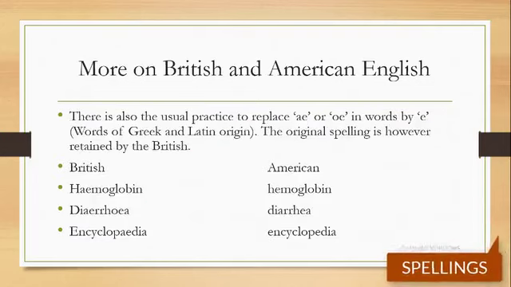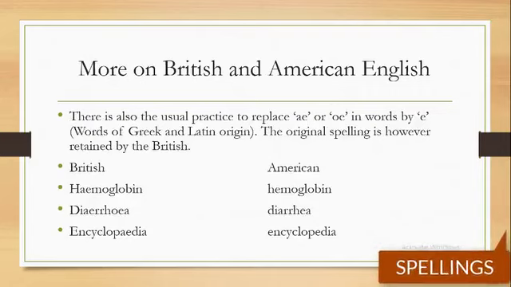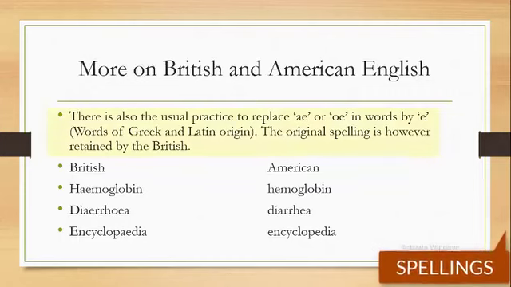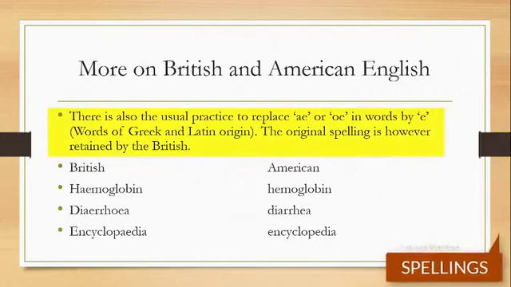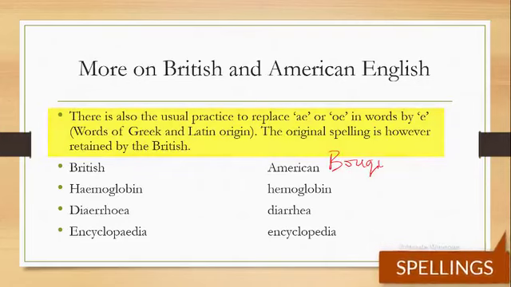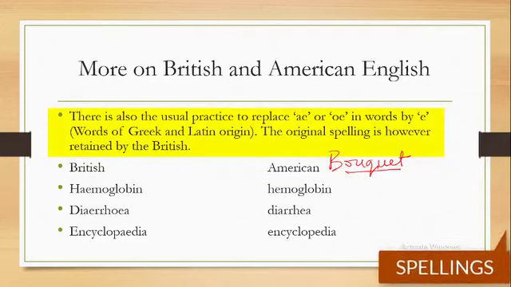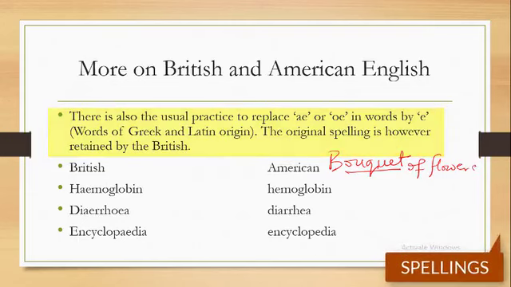Okay, so we can see more on that because some words have Latin origin. Some words in English have Latin origin. Then we have some of them having Greek origin. For instance, the word bouquet is an English word. Let me write that. Bouquet. Some have even French origin. The word bouquet has a French origin, but it's an English word. A bouquet of flowers.